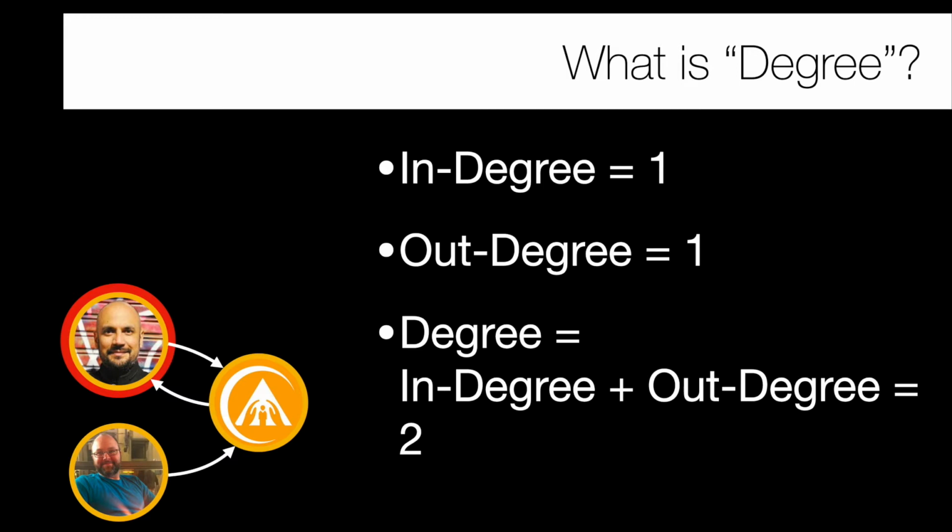So again, it's the same sort of definition. How many incident edges are there? How many edges involve this particular node? But we can have 2 edges for every pair of nodes, right? Because we can have A connecting to B, and we can have B connecting to A. So for directed graphs, we talk about degree as being the sum of the in degree and the out degree.